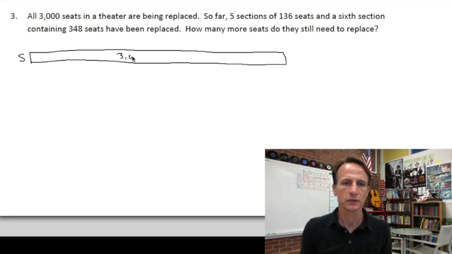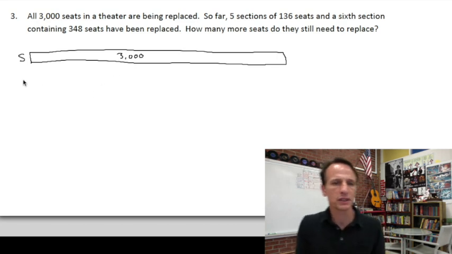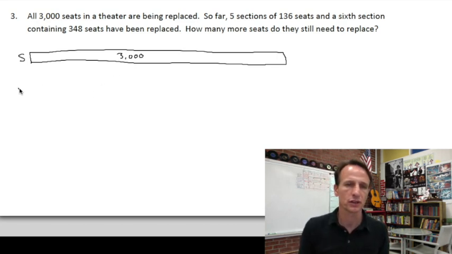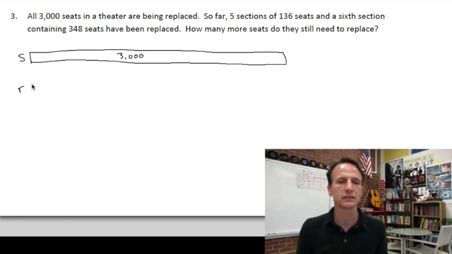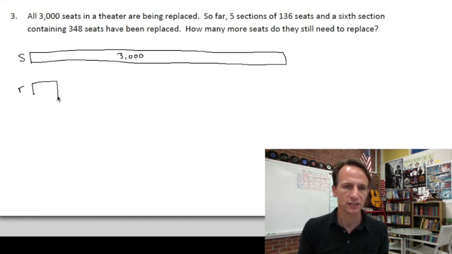That's 3,000 seats. Now, what has been replaced so far? I'll call this R. And there are different ways you can draw this. This is what makes sense to me, okay? So we have 5 sections of 136 seats. So there's 136 seats, right? And we have 5 of those.